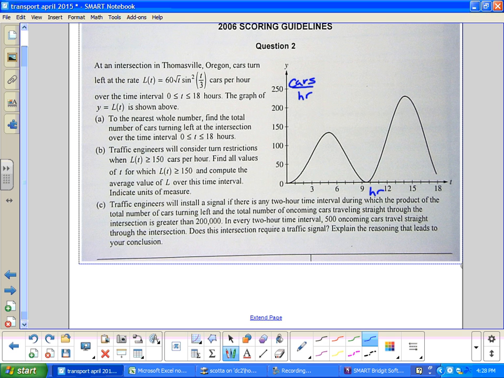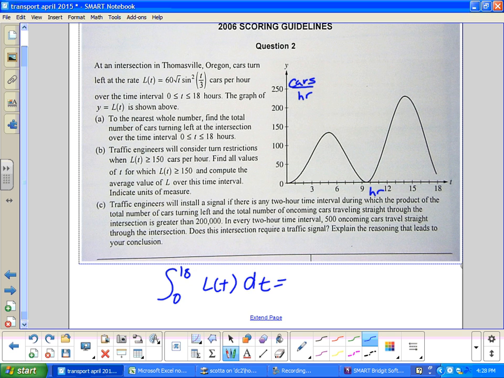They show the graph. They say y equals L of t is shown here. Awesome. Has a couple of maxes, has a min. So let's go through and see what it is. So to the nearest whole number, find the total number of cars turning left. Okay, that's simply the integral. The hours are 0 to 18. This L of t is in cars per hour.